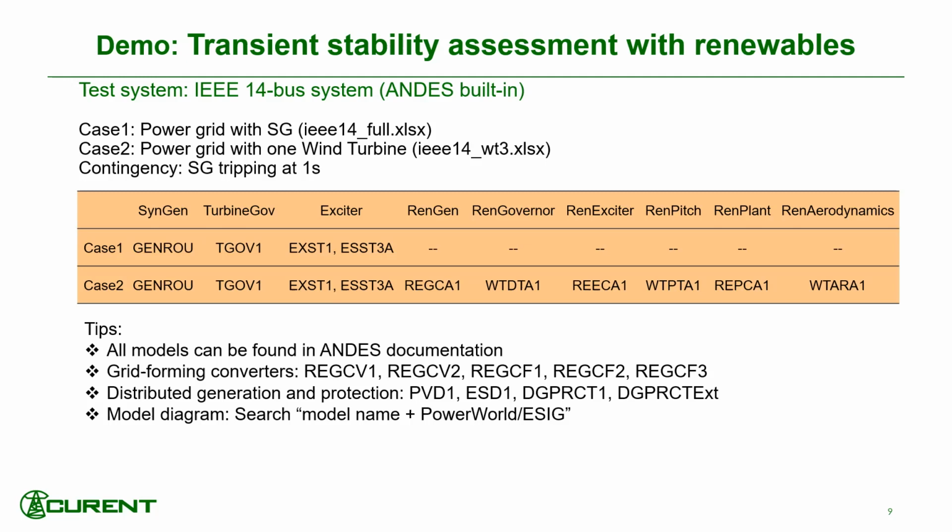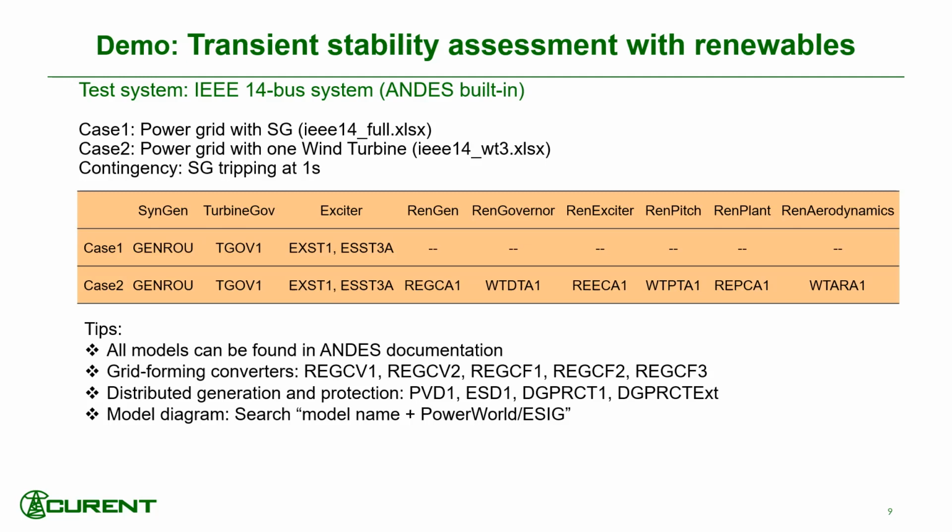And the third is that this time we are using the plant level model, but we also implemented the distributed generation and protection model. PVD1 is for the distributed solar power generation, and ESD1 is the distributed energy storage model. The DGPRCT1 and the DGPRCTEXT models are used for the protection study. And the last, if you want to know more about the model diagram, you can search the model name with PowerWorld or ESIG. These two software provide the model diagrams online.